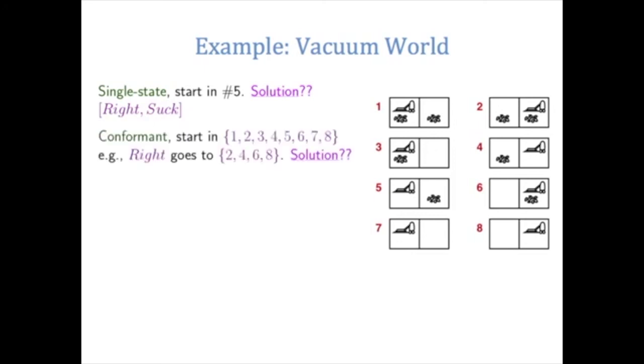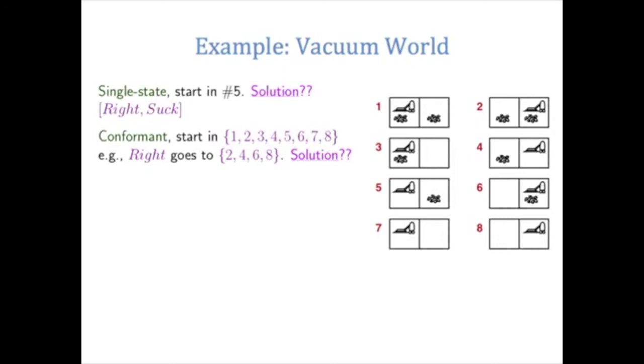What if, on the other hand, we had conformant? So in this case, we could start in any of 1, 2, 3, 4, and so forth. We don't know where we're going to start. And so if we start in any of these, if we do the action right, we'll end up in 2, 4, 6, or 8, but we don't know which one. Well, why is that true? Because if we start in 1, 3, 5, or 7, we'll end up in one of the even-numbered states, and if we start in an even-numbered state, then we'll stay in that state.